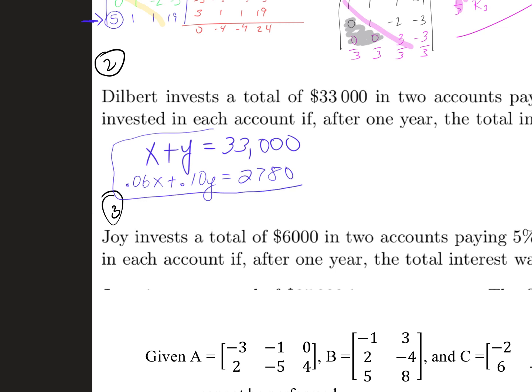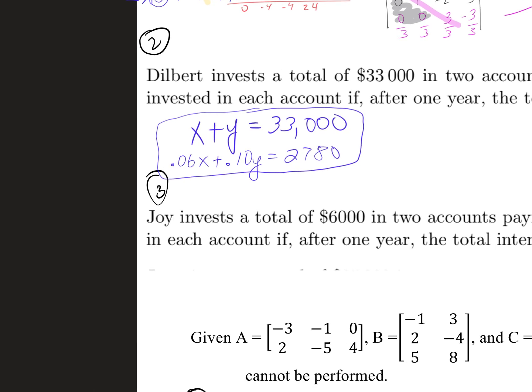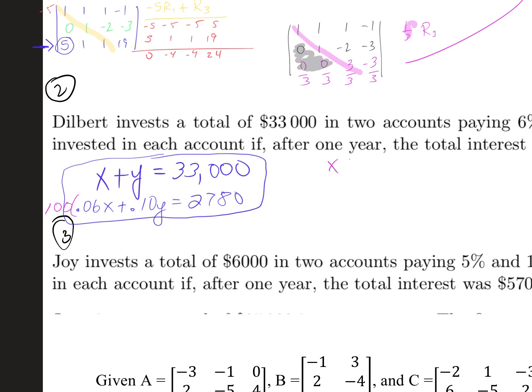Now, some of you are like, how do you expect us to do this without a calculator? You guys can handle it. All right. Some of you on your quiz tried to do everything with decimals and keep it in decimals, and you got so messed up. Don't work in decimals. What can I multiply the entire bottom equation by? 100. So this is going to become x plus y equals 33,000. And then this becomes 6x plus what? 10y equals 2780. Now this is much easier for you guys to handle.